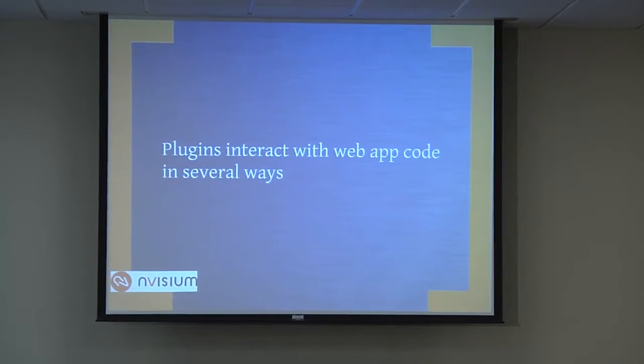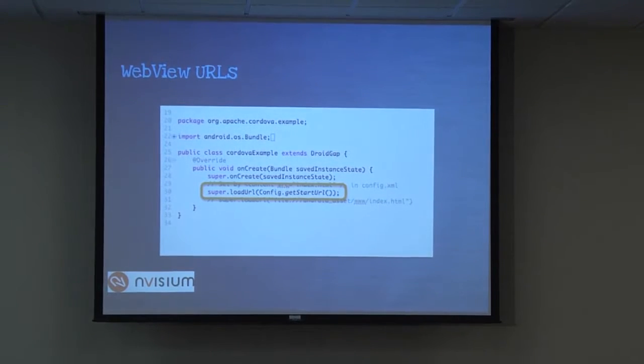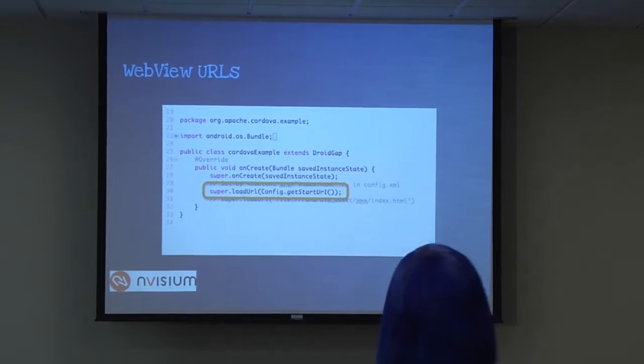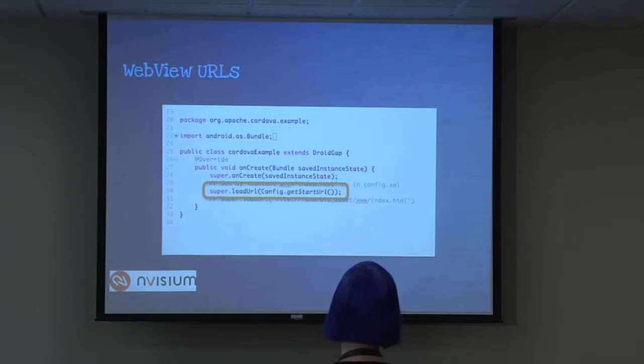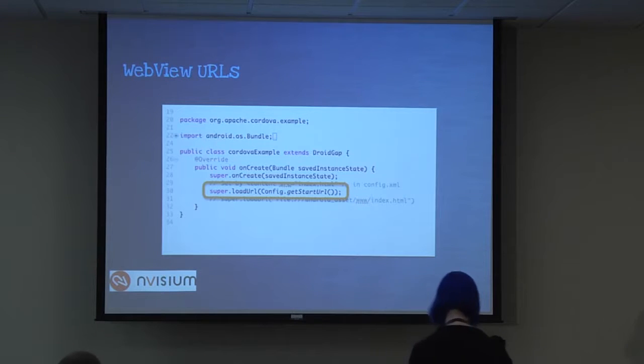So it interacts, as I said, in several different ways. First off, if you just want to load a web page, that's pretty much how you get started right there. That's an activity. You extend DroidGap, which extends something else, but in the end, it's just an activity wrapped with a bunch of stuff and initializes the web view for you.